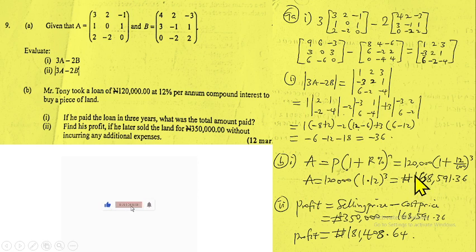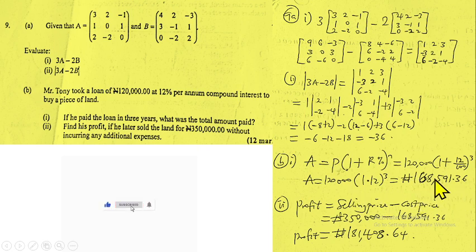If you simplify 1.12 raised to power 3 and multiply your answer by 120,000, it will give you 168,591 naira 36 kobo. So this is the total amount of money Mr. Tony is meant to pay back after 3 years, after borrowing 120,000 naira. Of course, you know that something has been added to this principal, which is the interest compounded.